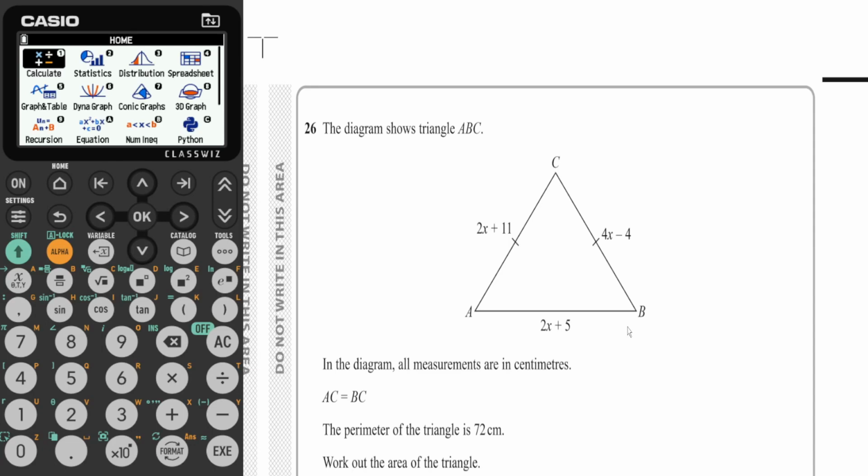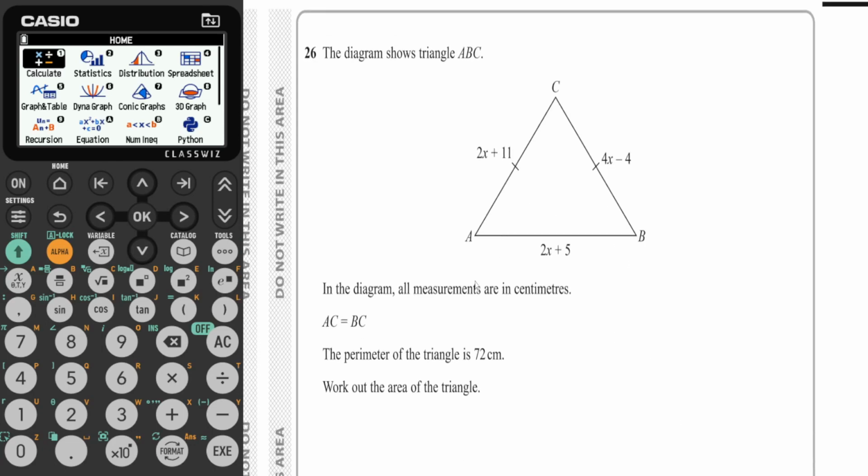Question number 26. The diagram shows triangle ABC. In the diagram, all measurements are in centimeters. We know that AC equals BC, and the perimeter of the triangle is 72 centimeters. We have to work out the area of the triangle. For this, let's work out the value of x. Now, if AC equals BC, that means we have 2x plus 11 equals 4x minus 4. And we need to solve for x to begin with.